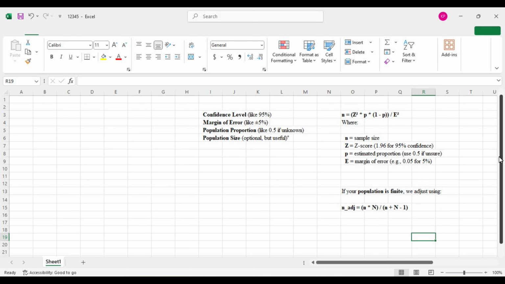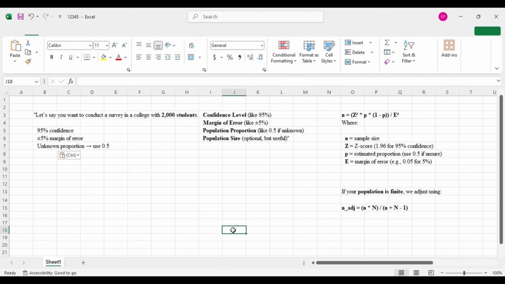Let's have some examples. Let's say you want to conduct a survey in a college with 2000 students, where the confidence level is 95%, the margin of error is plus or minus 5%, and for the unknown proportion we use 0.5. Okay, so let's calculate the sample size.